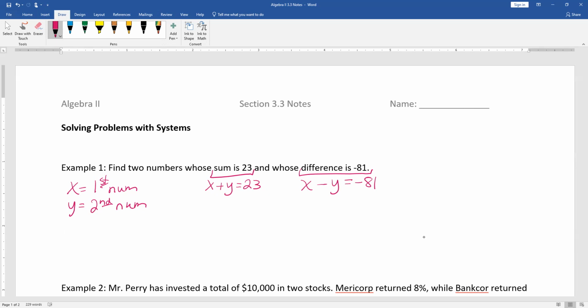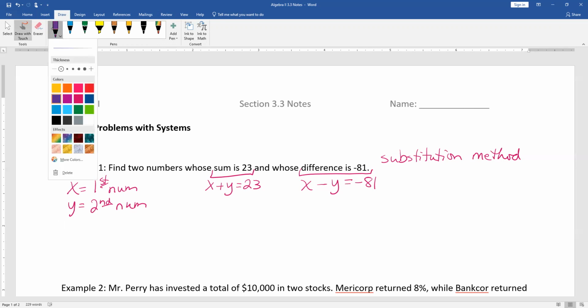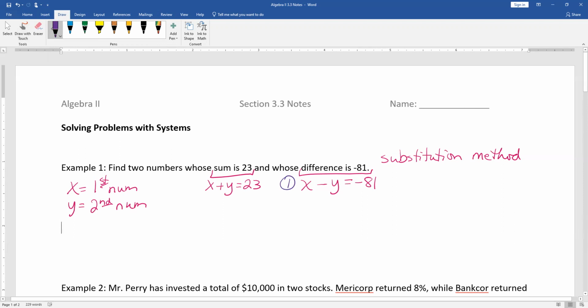We have two equations, and either one of them is perfectly good to use for substitution. We're going to use the substitution method to solve the system of equations. I'm going to use x minus y equals negative 81 because when I solve for x, that makes my y positive, so there's one less negative to worry about when I plug it into the other equation. So step one, we set up one of these two equations to solve for x.